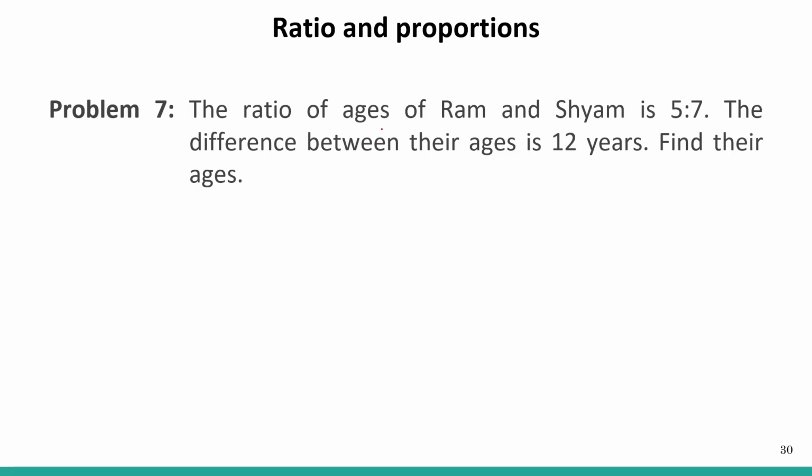The ratio of ages of Ram and Shyam is 5:7. The difference between their ages is 12 years. So let the age of Shyam be X. Age of Shyam is X, and age of Ram be X plus 12, because their difference is 12 years.